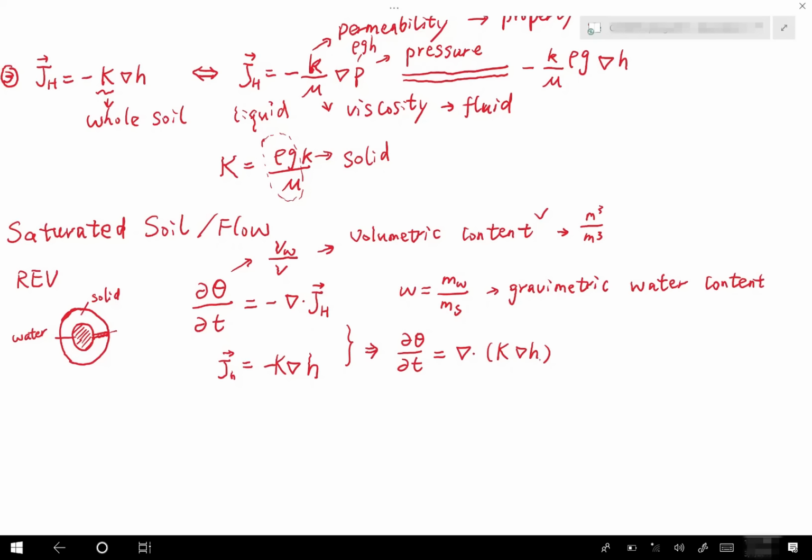So can we solve the water movement problem using this equation? Not, right? There's one equation, but there are two unknowns. K is the material property, so it's known. But H is unknown, theta is also unknown. So in order to solve the problem, we need to eliminate one of them. To do that, we need to find a relationship between H and theta.